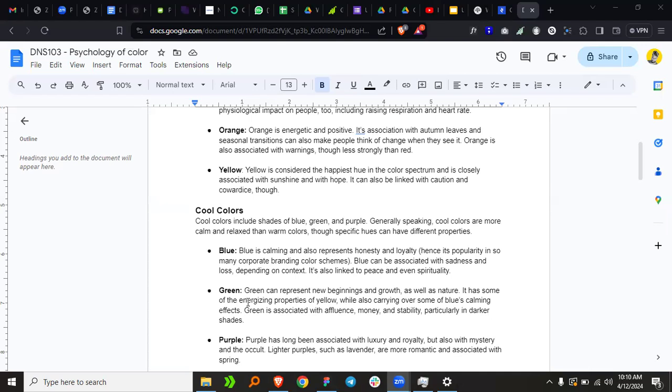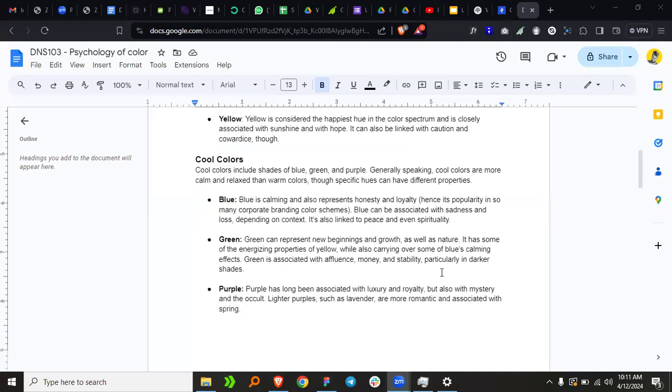Then green. Green can represent new beginnings and growth, as well as nature, right? Greenery. If you look around at nature, you see green everywhere, right? Then it has some of the energizing property of yellow, while also carrying over some of the blue calming effects. Green is associated with affluence, money and stability, particularly in darker shades.